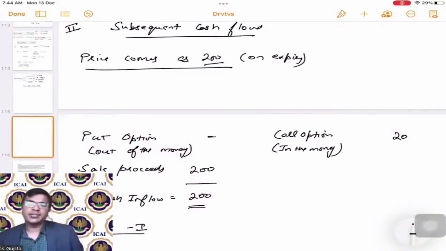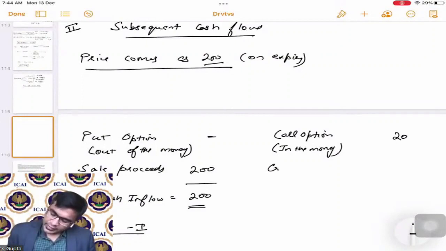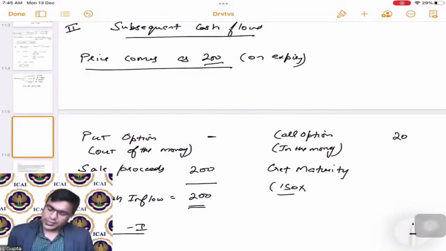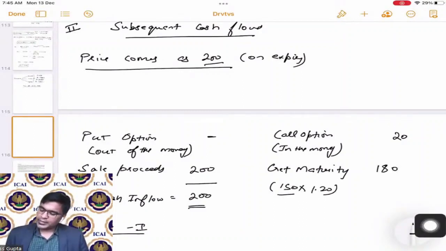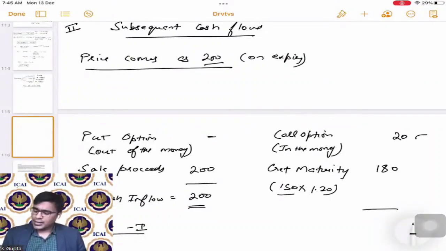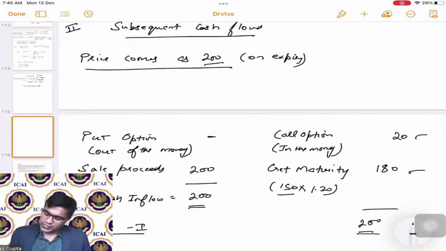Correct? Which is nothing but the difference between the spot price on expiry minus the exercise price. And he will get the maturity proceeds as well. Maturity proceeds, he will get how much? 150 is what he invested at a 20% per annum rate. So he will get 180 rupees. So ultimately, on settlement, the call option also is settled on a net basis, and this amount also comes to him on a 100% basis. Correct. So 200 rupees is again the total cash inflow here as well. Correct.